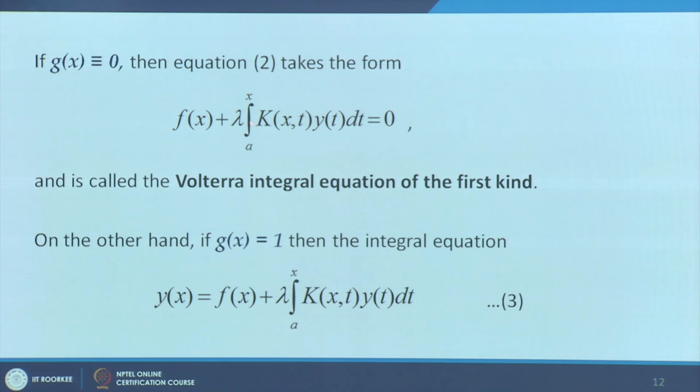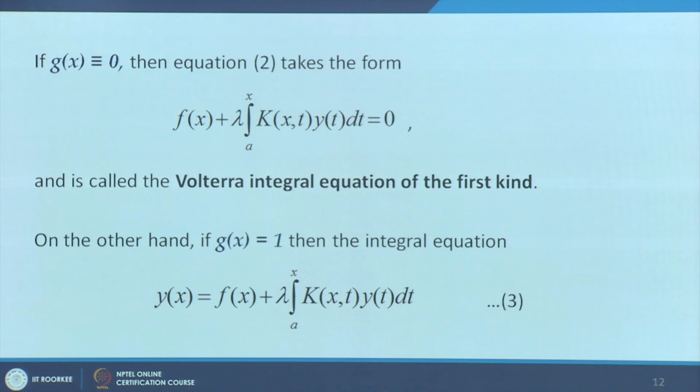f(x) equal to f(x) plus lambda, you can also write it as f(x) equal to minus lambda integral a to x k(x,t) y(t) dt. The Abel problem is of this type, where you can say that lambda is equal to minus 1. So, this is a Volterra integral equation of the first kind.